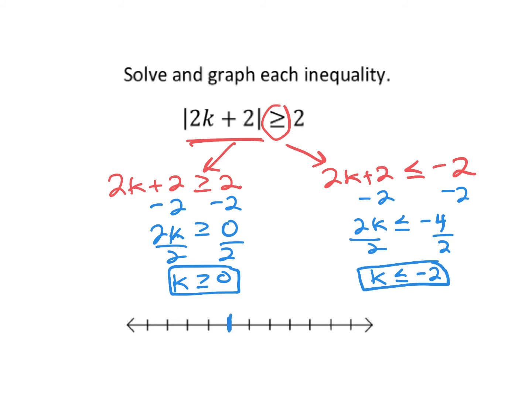So on a number line, if this is 0, then -2 would be down here. Both of them, notice there's an equal to sign, right? There's a line underneath that inequality, so both of them are going to have closed circles above those values. And greater than 0 on a number line would be pointing to the right, and less than -2 would be pointing to the left. So notice here our graph points in opposite directions. So there's my solutions, and then there's my graph.